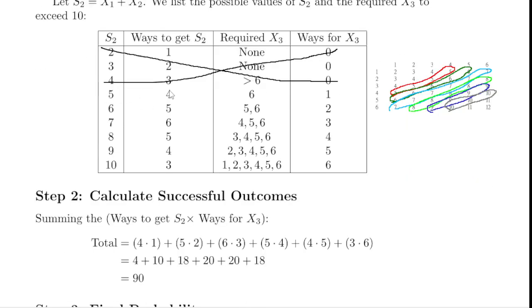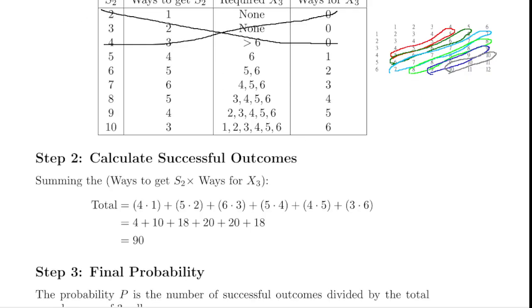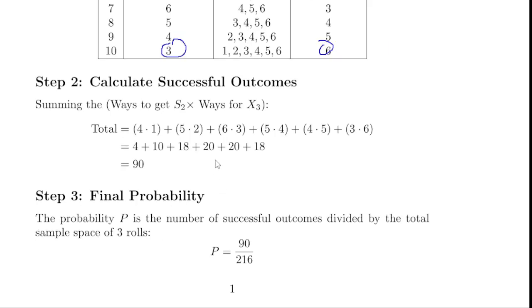So then these are the number of ways to get the sum of the first 2 numbers. This is the number of ways to get the third roll. So then all we do is just multiply these. So you have 4 times 1, 5 times 2, all the way down to 3 times 6, and then just add the total to get 90.